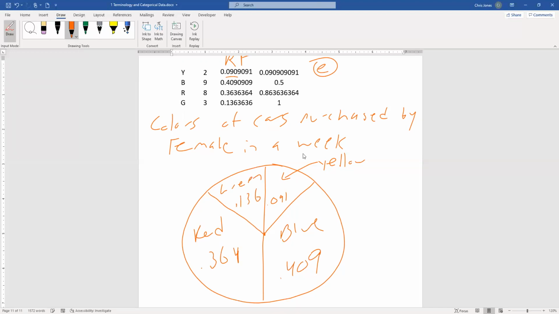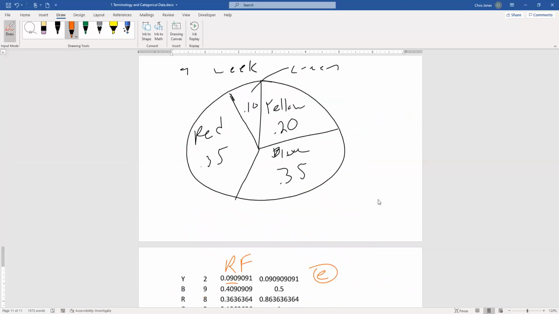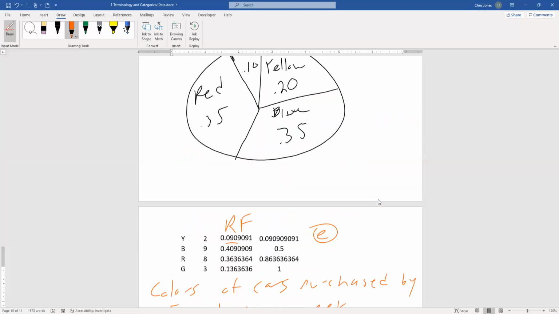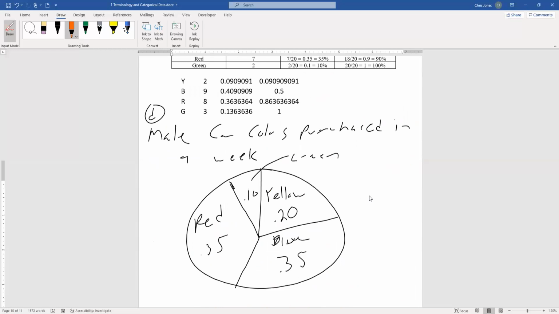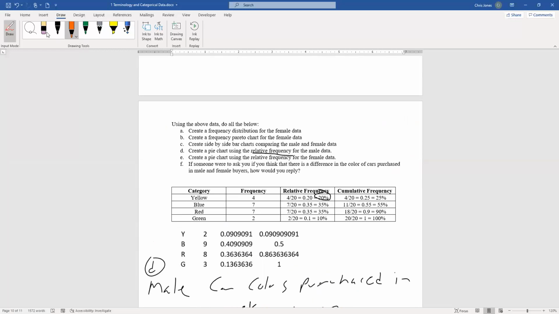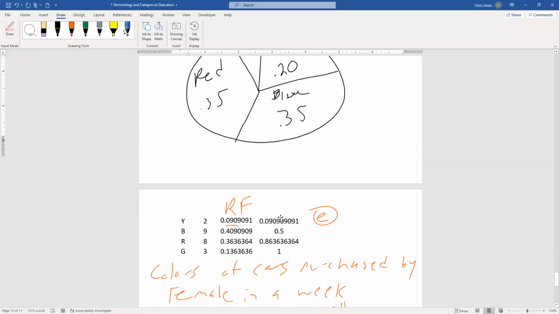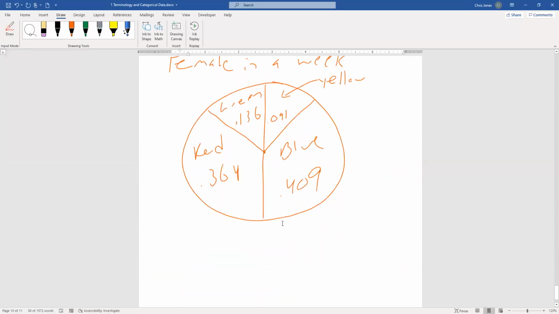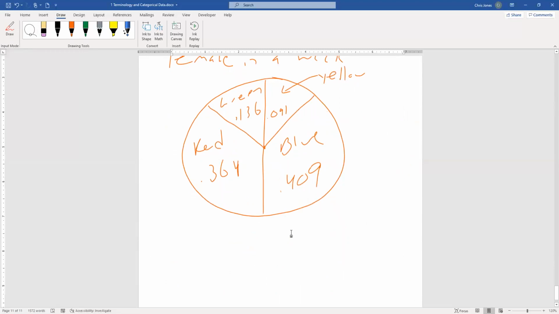All right, so those are our 2 pie charts. All right, not meant to be too difficult for us. Now, the ultimate question as to what we're answering, and this is a really sneaky question, is that if someone were to ask you if there was a difference, and I'm going to copy and paste the question.